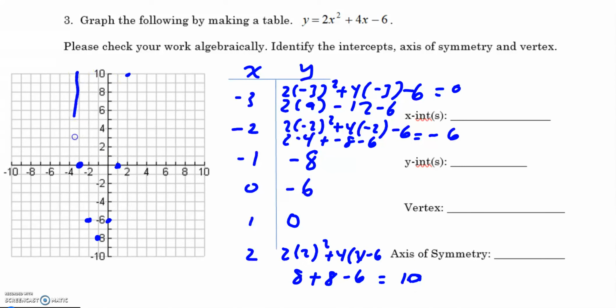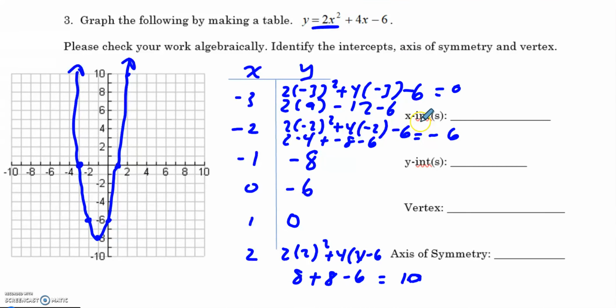And so before the problem started, I knew this had to be a parabola, and an upward-facing parabola, because the lead coefficient is positive, and I have a squared term. So there's my graph. Now that I have my graph, I can answer these questions.